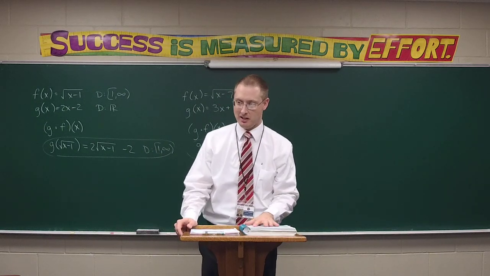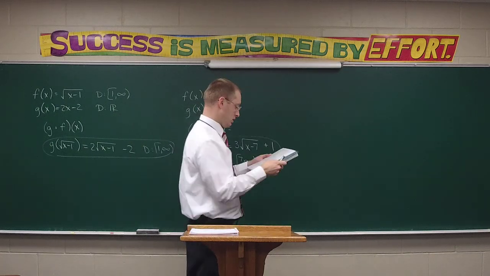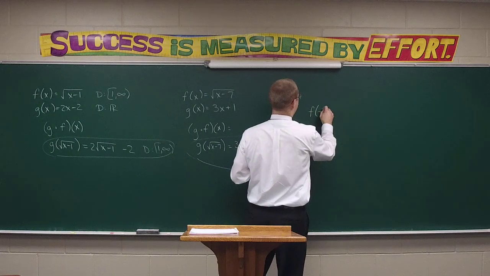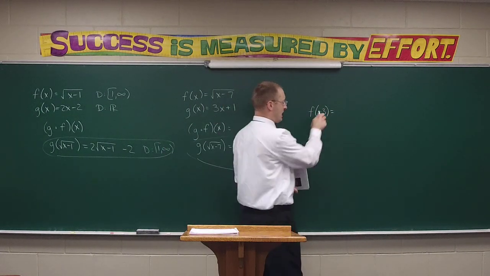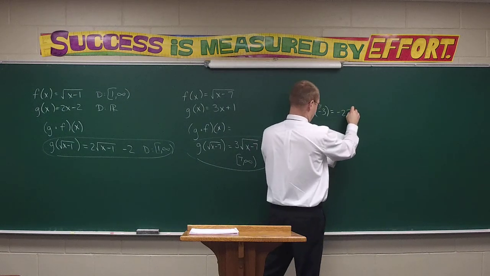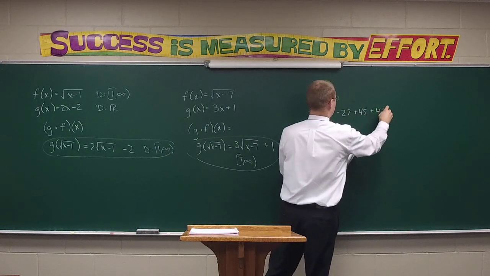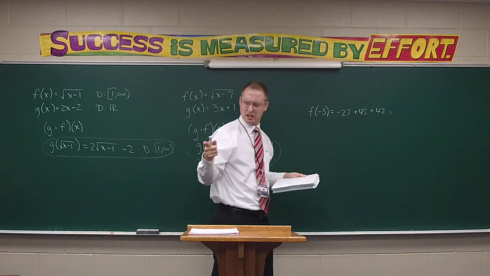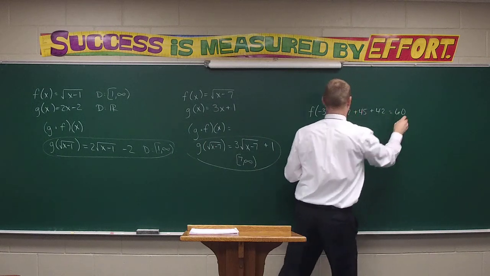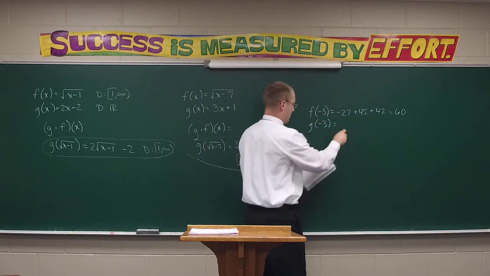Let's go back to Abby. I just plugged the -3 in for all the x's and then multiplied the two equations. Good. I found f of -3, or I would have done it this way, and this is what Abby said she did. She found f of -3, plugged that in, that's -27, positive 45, positive 42. So that gives you what? 60? Yeah. And then you found g of -3, and that's a lot easier, that's just 4.